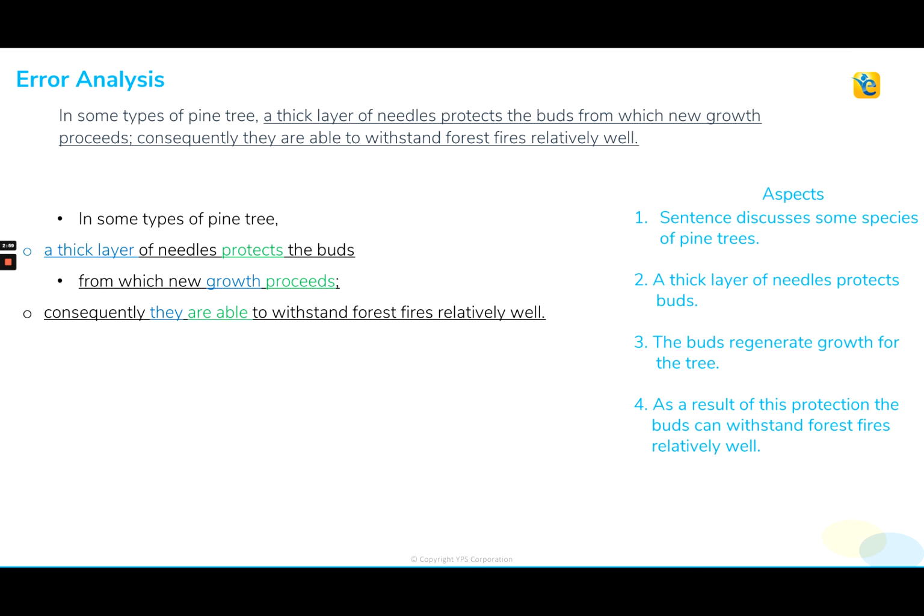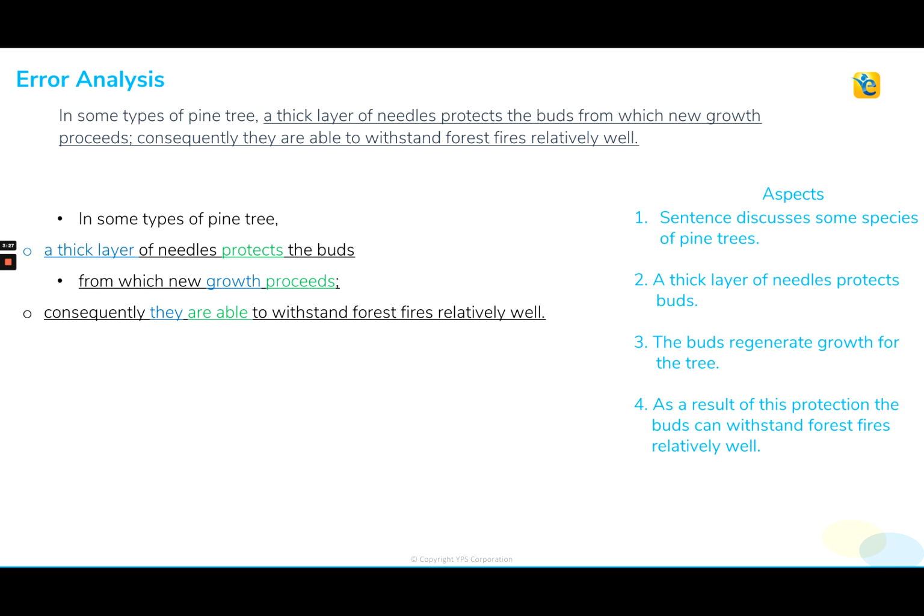Now, first, I like to start with my foundational building blocks, which are my subject-verb pairs. I have those highlighted. Subjects are in blue, verbs are in green for you. So we have a thick layer protects, growth proceeds, they are able. All of these agree in number, and they're making logical sense. The verb tenses are in present tense, properly expressing information about the pine tree.